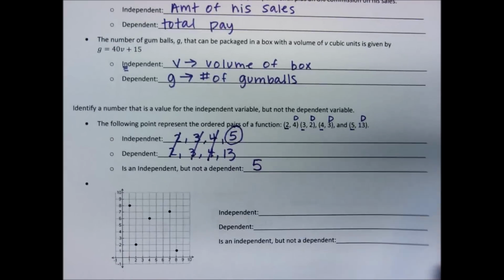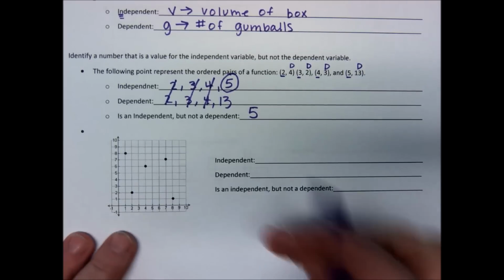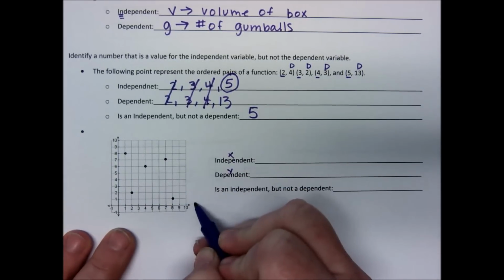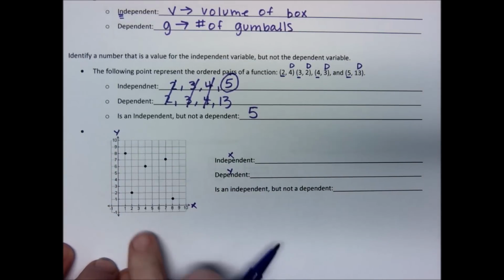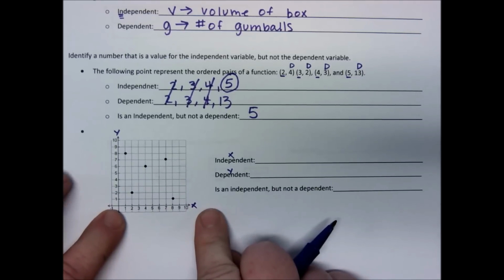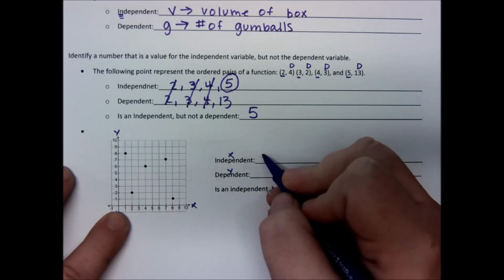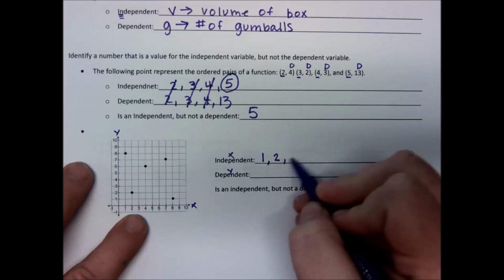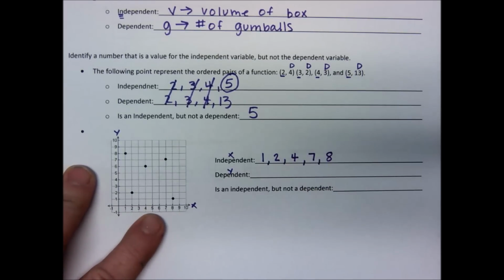So let's look at the next one. Independent but not a dependent. So remember, independent's usually my x values and dependent's usually my y values. So these are my x numbers and these are my y numbers. So when I'm looking at the independent, I'm looking at these numbers down here. Well, there's a dot up here at 1. So 1, and then there's a dot on the 2, and there's another one on the 4. There's not one again until 7, and then 1 and 8.